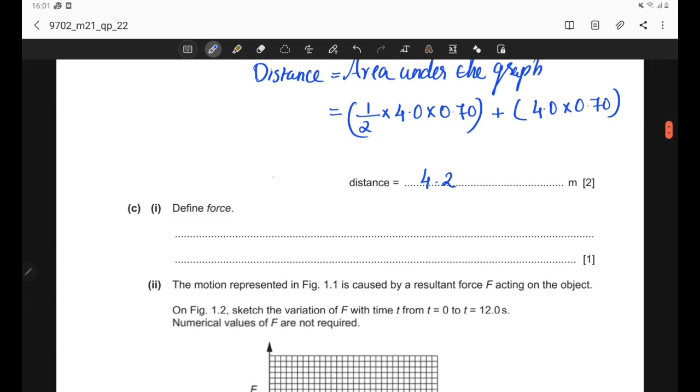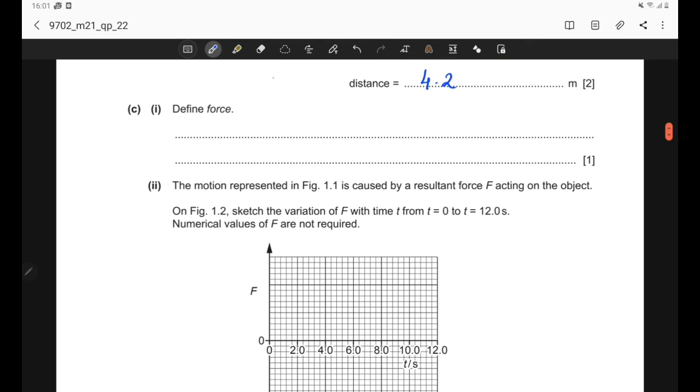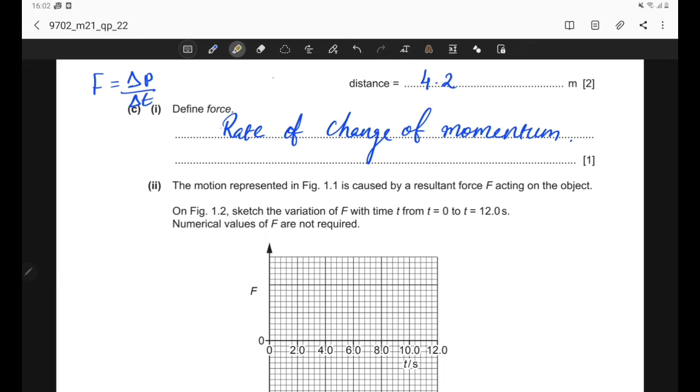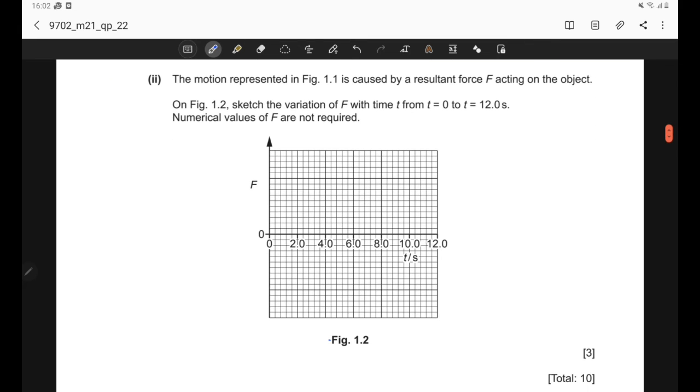Part C, define force. So we can define force using Newton's second law of motion. According to the second law of motion, force is rate of change of momentum. So we can write that statement. We will get 1 mark for this statement or definition, that is force is rate of change of momentum. Part 2, the motion represented in figure 1.1 is caused by a resultant force acting on the object.